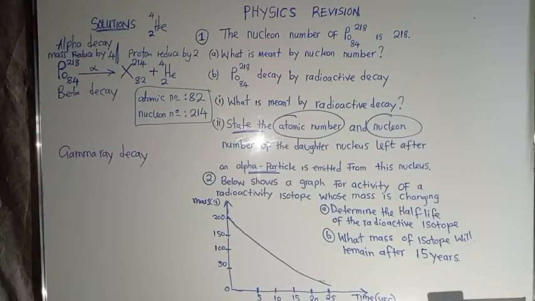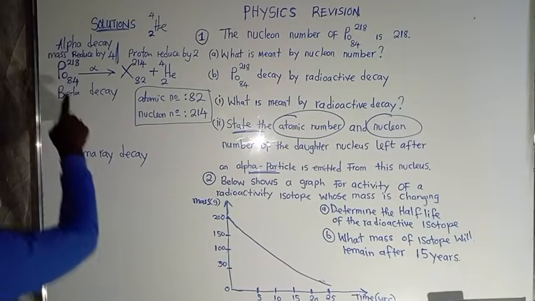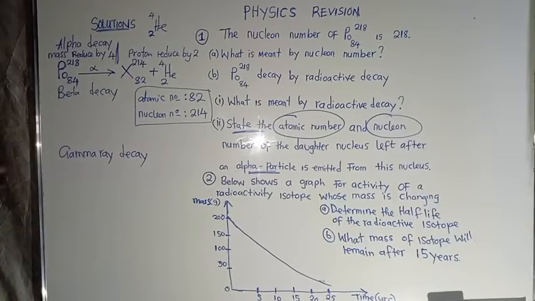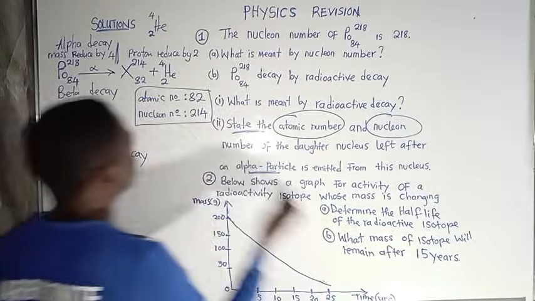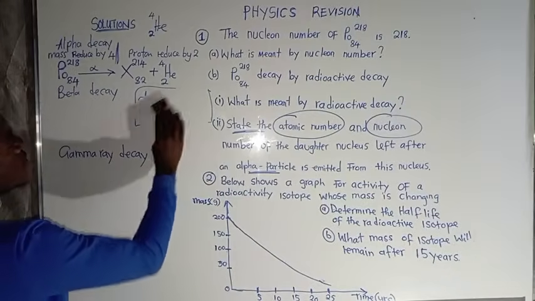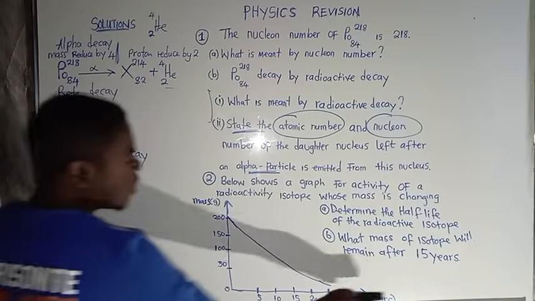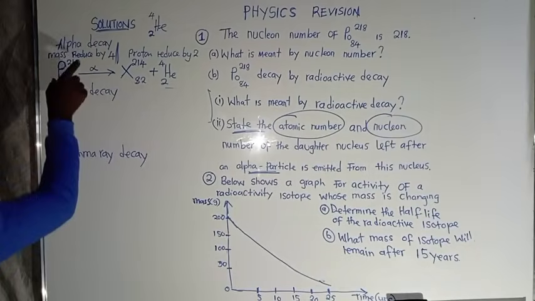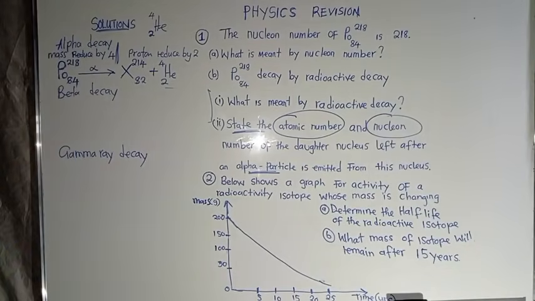Sometimes you can be taught to find the decay equation. This is the decay equation that I've written here. So I've answered that. What if now the same particle that we are given, this element, gets to emit a beta particle? What if it emits a beta particle?